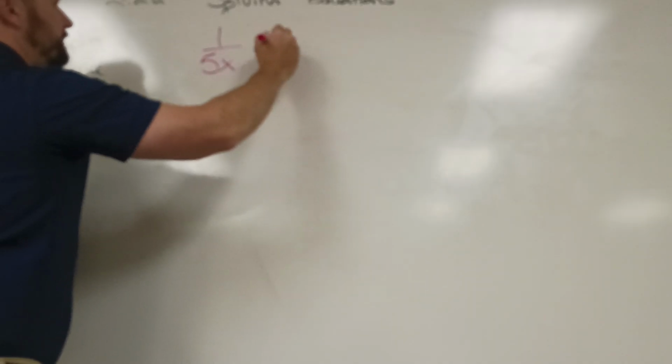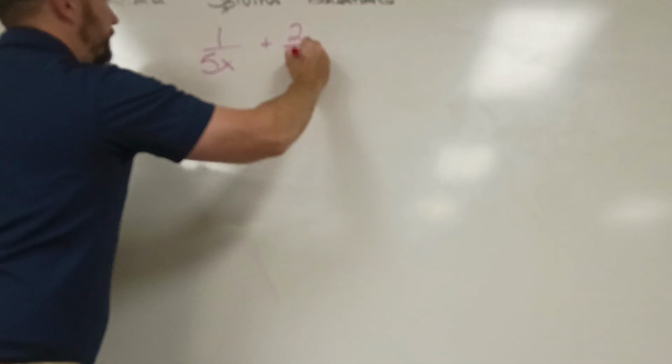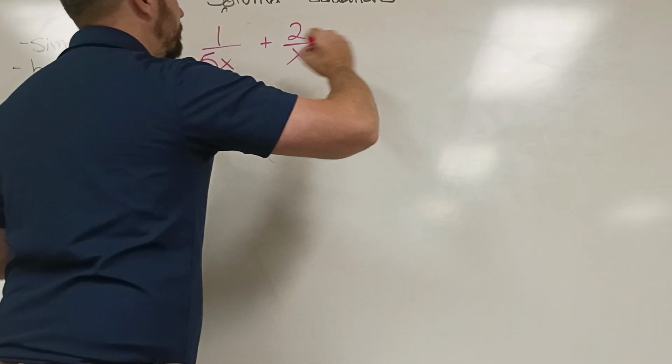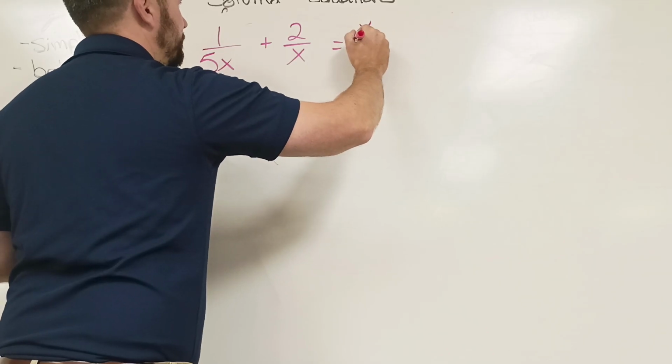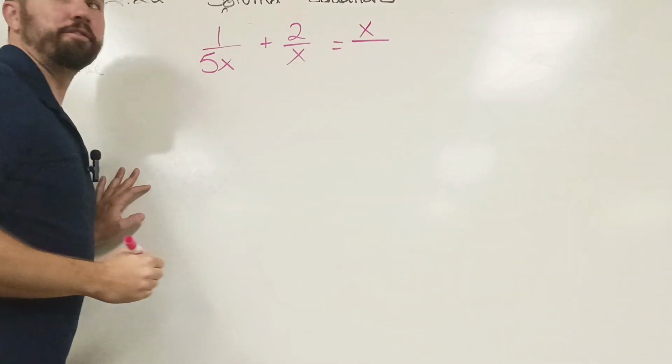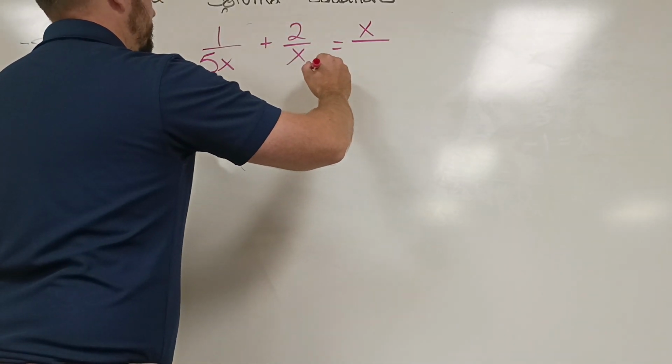1/5x. Ooh, that'd be difficult. Plus 2/x. This is probably going to be a decimal, but we'll be okay. And that's going to equal. Ooh, let's do that. That'd be fun. I don't even know if it's going to work out. But let's have some fun with it.